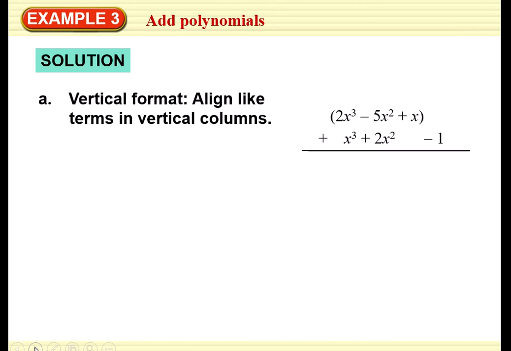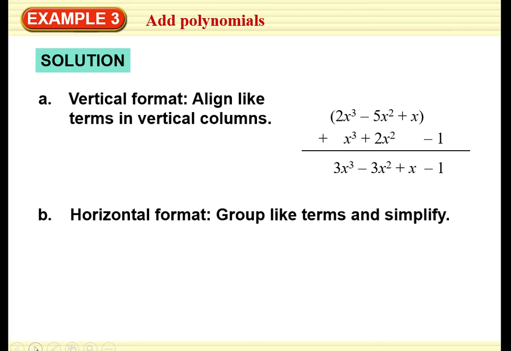This is similar to what we did when we were doing elimination and substitution to solve linear systems 2 chapters ago. So you would just add them together. 2 plus 1 x cubed gives you 3x cubed. Negative 5 plus 2 is negative 3x squared. And then a 1 plus a 0, and a 0 plus a negative 1 gives you plus x minus 1. Alright, there is another format, however.